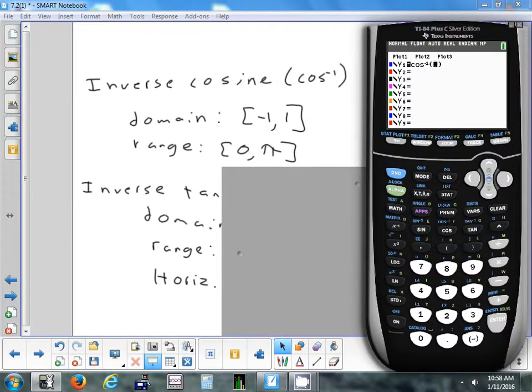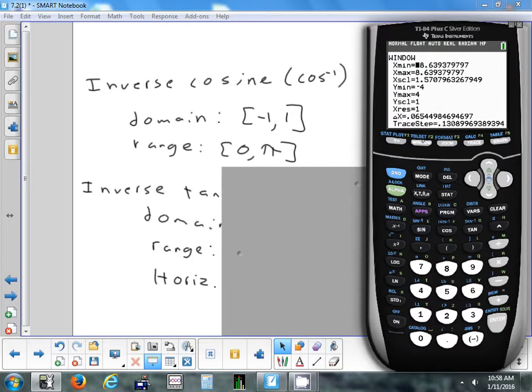Just press second, then your trig function. Have I showed you guys before how to do the inverse? Second, and then sine, cosine, or tangent? Have I showed you that? How do you type in inverse trig functions? Yeah. Okay, I'm just making sure. Some classes, I teach the same thing in 5 different classes. Sometimes I can't remember which one I taught that.